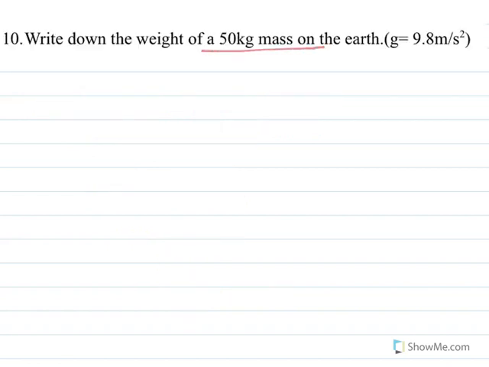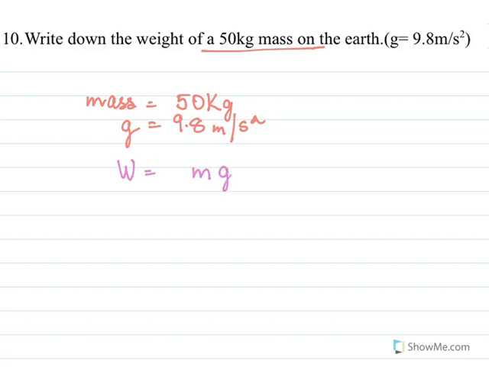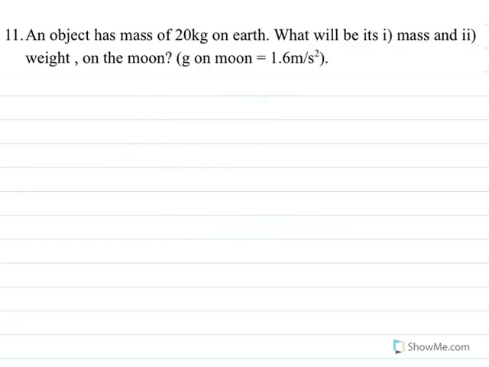Write down the weight of a 50 kg mass on Earth. So mass 50 kg, G acceleration due to gravity 9.8 meter per second square. So we have the weight equal to M into G. M is 50 into 9.8. So which is 490 newtons.